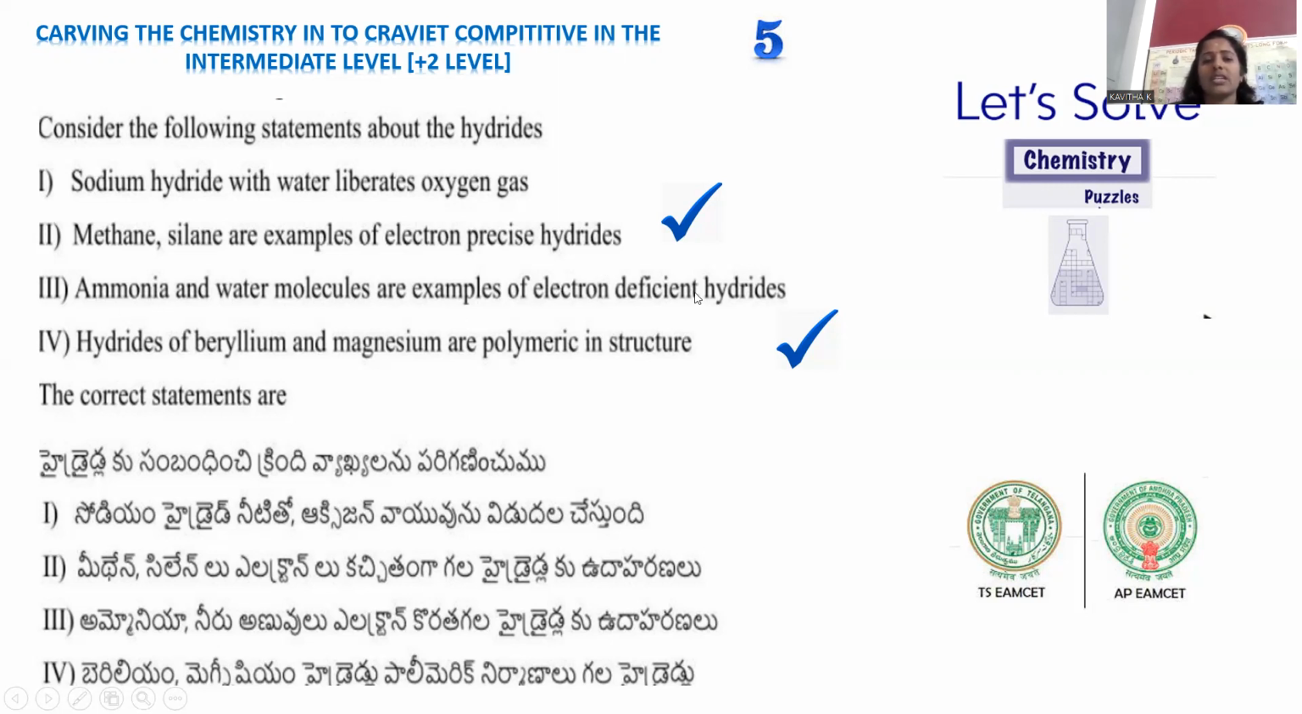Ammonia, water molecules are electron deficient, they are saying, but they are electron sufficient in nature. Hydrides of beryllium and magnesium are polymeric in nature. This is the correct explanation only, right?